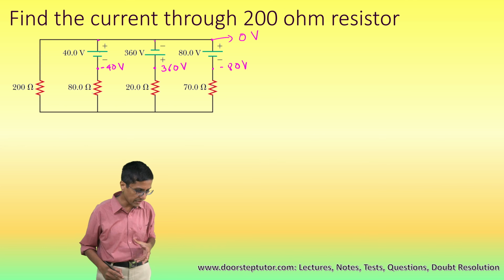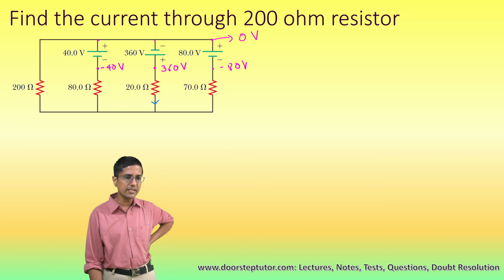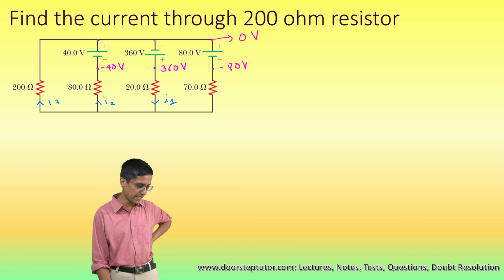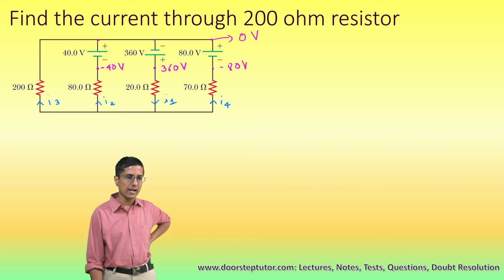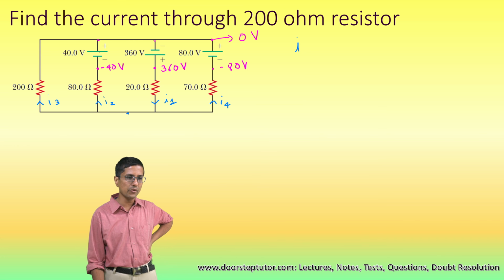So, of course, I know that there will be 4 currents here. So, let us just assign this current as I1. This current becomes I2. This current becomes I3. And this current becomes I4. I can simply write the voltage here at this node is not really known. We call it the voltage V.